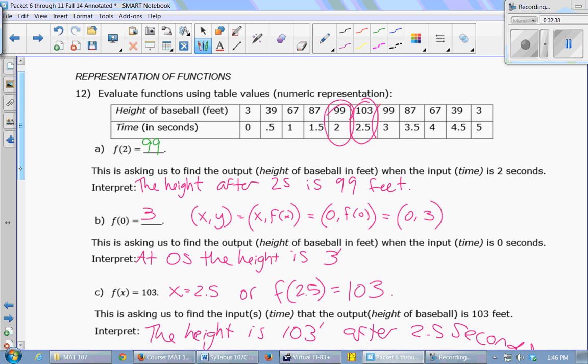Does that make sense that it's at a height of 99 at 2 seconds and at 3 seconds? How does that make sense? Because it's coming back down, yeah. So at 2 seconds, it hits 99 feet. It goes up a little further and then starts to come back down, and it's going to be at 99 feet again.